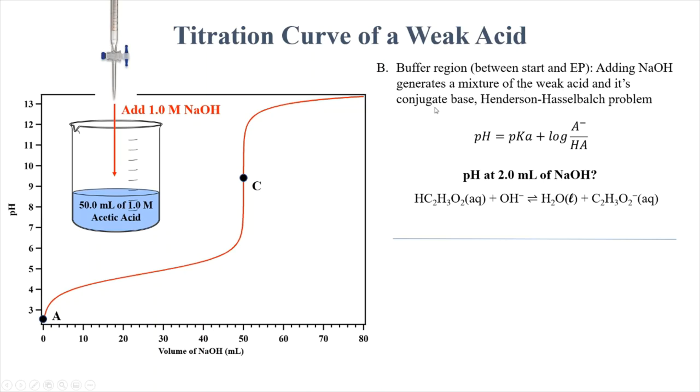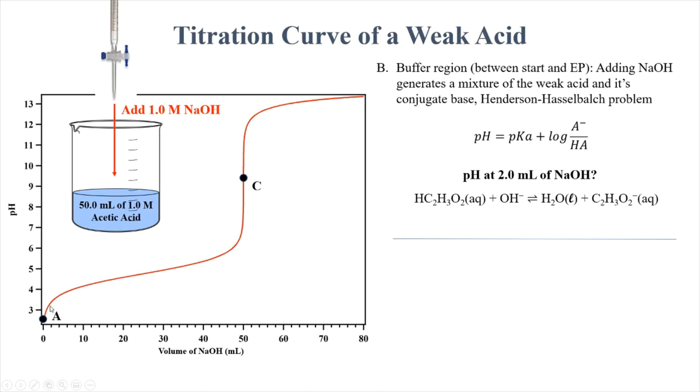And when you hear weak acid and conjugate base, think Henderson-Hasselbalch, which is pH is equal to pKa plus the log of A minus over HA. So now let's just pick a representative example. We're going to have our burette here. It's got 1 molar NaOH in it. Let's say that we add 2 mils of NaOH. So we're going to pop in and take our first data point right here.